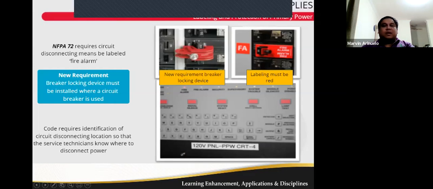The marking must be red in color. If you see FA, no? Labeling must be red.